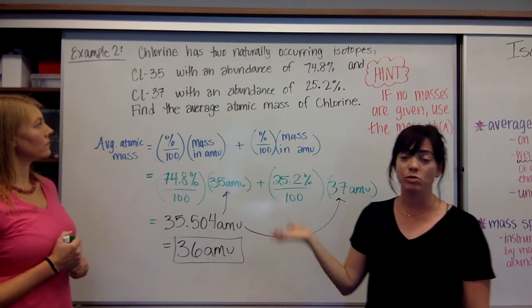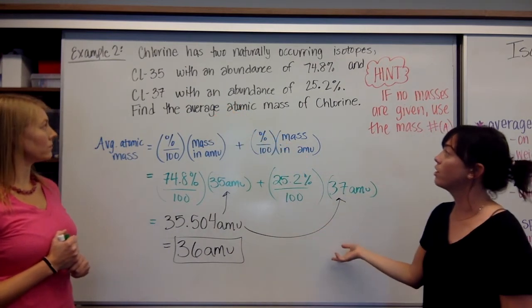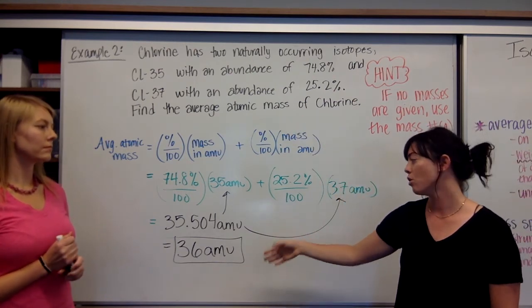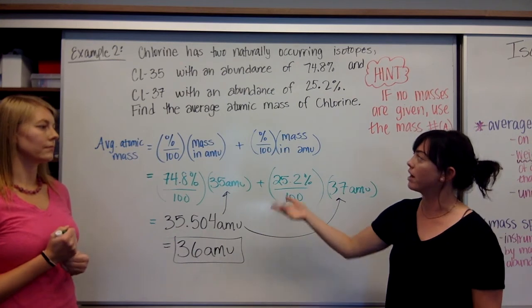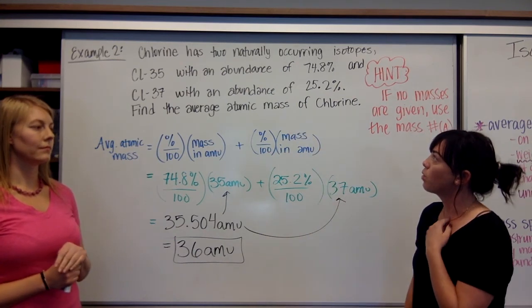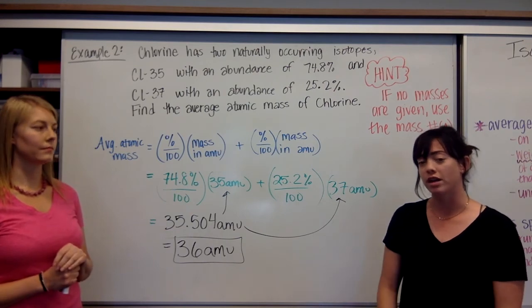Sometimes when we end up using our mass number to calculate our relative abundance, we're not quite as accurate, so we might not be quite as close to our more abundant isotope.